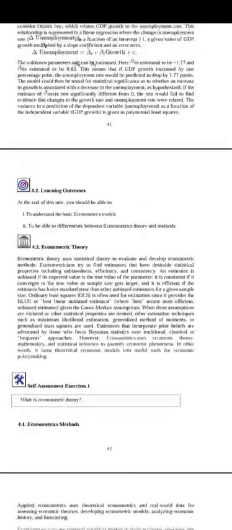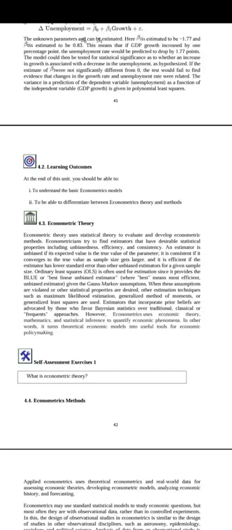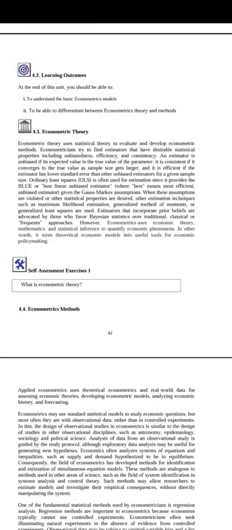So I think that's about that. We now have econometric theory at 4.3. I don't know if you are also there. So what is econometric theory? It comes back in the self-assessment exercise: what is econometric theory? It is just a theory that uses statistical theory to evaluate and develop econometric methods.